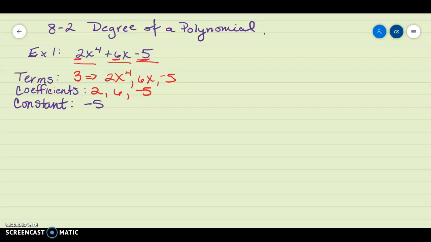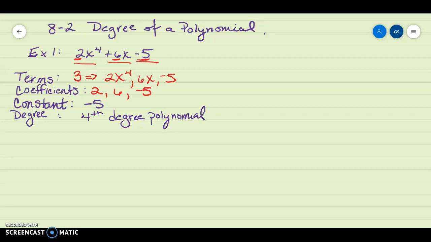Okay, so what does that mean? This is the easiest thing you're going to learn. The degree measure of this polynomial is 4. So it's a 4th degree polynomial. Okay, so what is the degree? Well, the degree of the polynomial is the highest exponent.